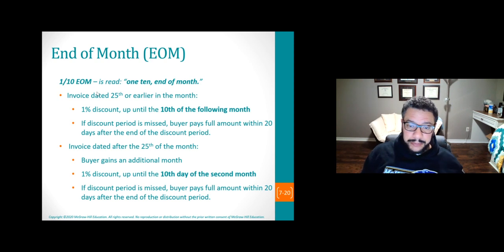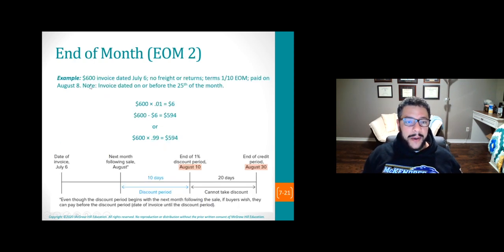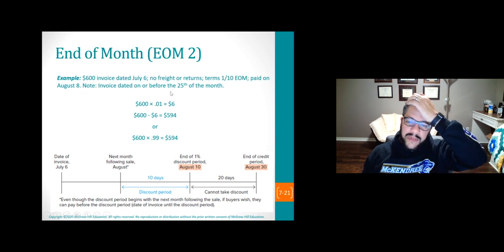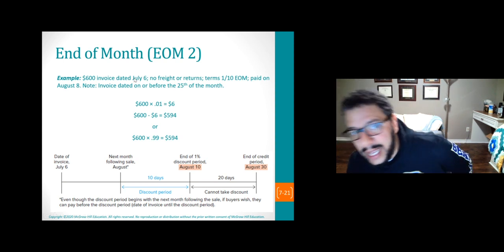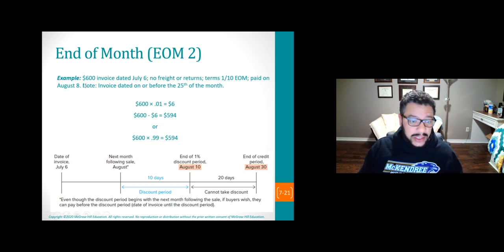So let's look at the scenario. A $600 invoice dated July 6th. So the invoice date is July 6th. No freight or anything like that. The term is 1/10 EOM, and it was paid on August 8th. The invoice is dated on or before the 25th of the month. All right, so this is before the 25th of July. So that means that our start date for calculating everything starts on the last day of that month, the last day of July. So this is the date of the invoice, but we go to the last day of that month. I wish that they said July 31st here.